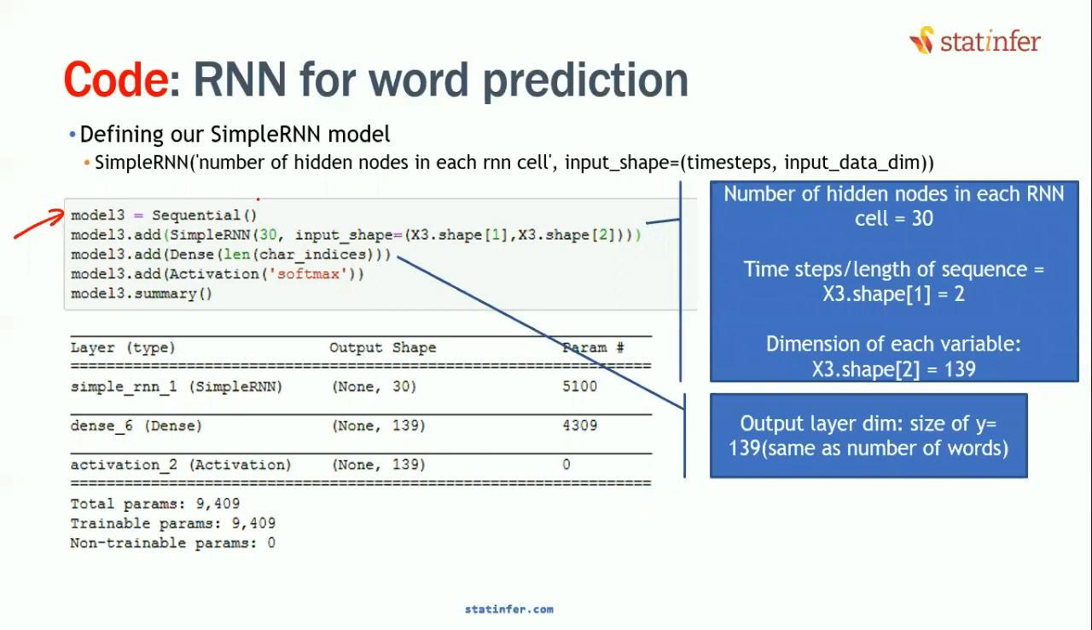That is anyway, we write it for every model in Keras. Model 3 dot add, SimpleRNN is the function. Can somebody make a guess what this 30 could have been? What is this 30? It is 30 hidden nodes in every ANN. These are all identical ANN models stacked together.